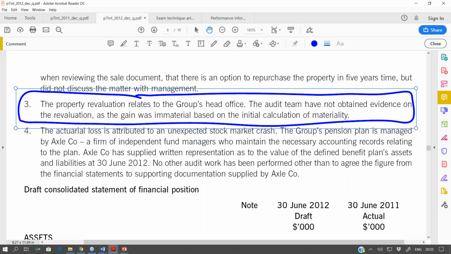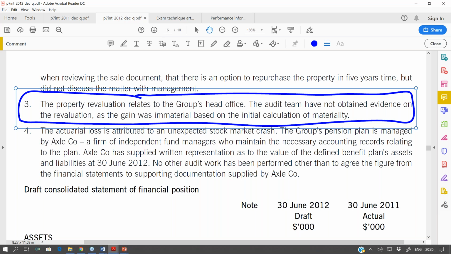So the property revaluation relates to the group head office. Have you done revaluation yesterday? Do you know the accounting treatments of revaluation? The audit team have not obtained evidence on the revaluation. Can you get a blank statement like that? See, this is an absolute statement. The audit team has not obtained evidence on revaluation, which is such a subjective area.